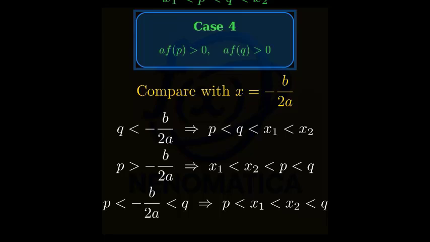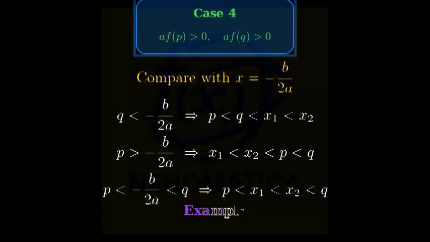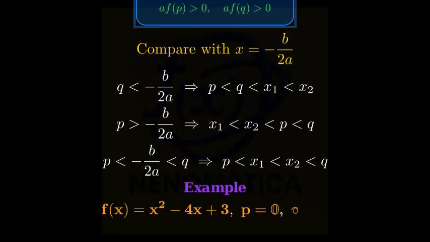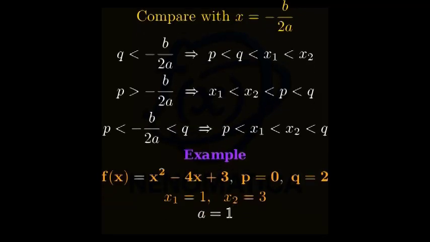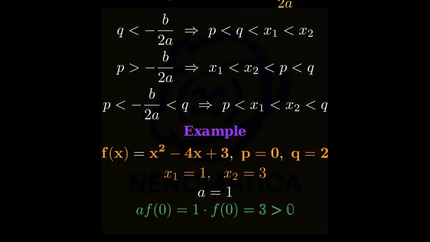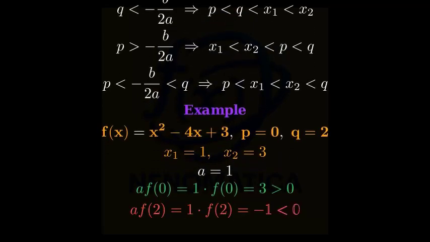Let us verify with an example. Example: f of x equals x squared minus 4x plus 3 equals 0, p equals 0, q equals 2. The roots are x sub 1 equals 1 and x sub 2 equals 3. Evaluate a f of p and a f of q with a equals 1. On our diagram, p equals 0 lies outside the roots where the function is positive, and q equals 2 lies between the roots where the function is negative.